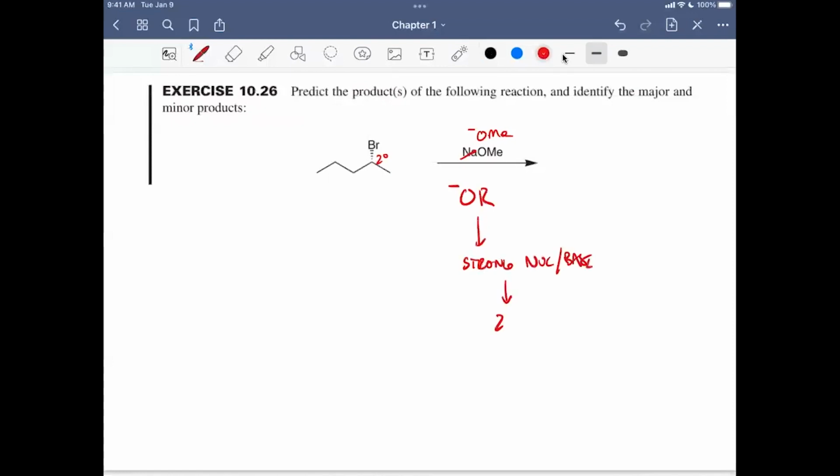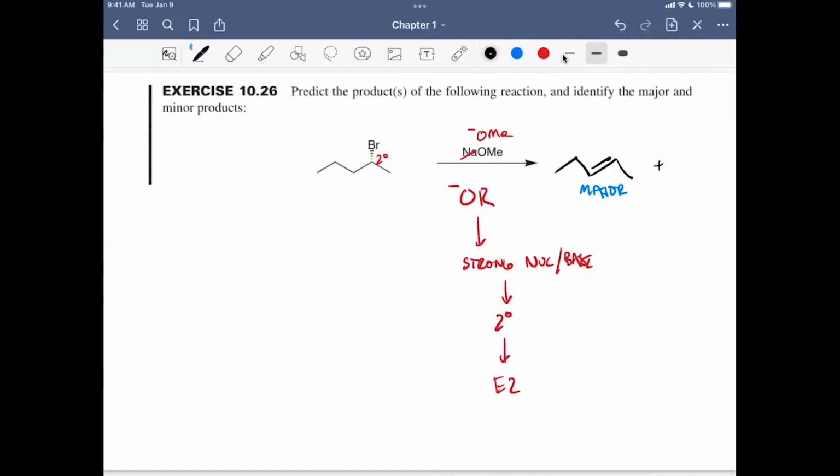And we're dealing with a secondary carbon. So what would that be? That would be another elimination. E2 would be the major product. Again, we're not dealing with tert-butoxide, so this would be a double bond on the more substituted carbon. So this is the major product.